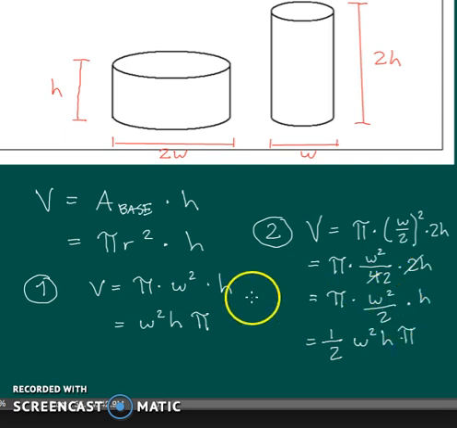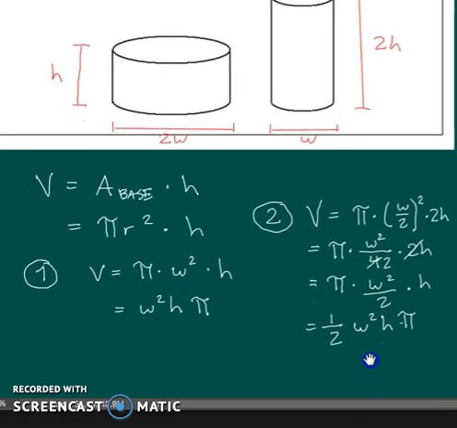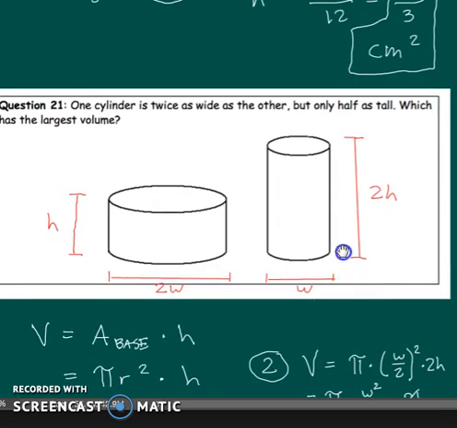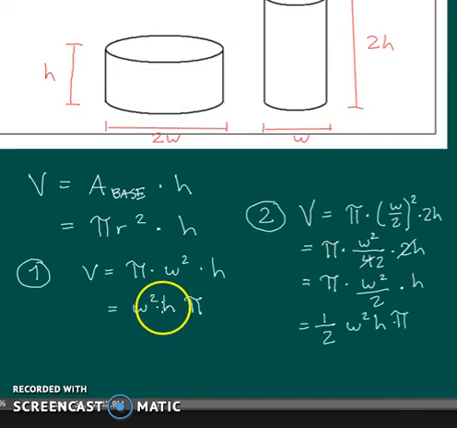And now when we compare the volumes for the first cylinder and the second cylinder, we can see that they're exactly the same, except that the volume of the second cylinder is exactly half of the volume of the first cylinder. So that is the answer to our question. The first cylinder has twice the volume of the second cylinder. That's the winner.